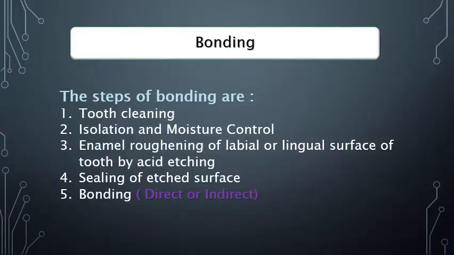Bonding techniques. Bonding. The steps of bonding are tooth cleaning, isolation and moisture control, enamel roughening of the labial or lingual surface of the tooth by acid etching, sealing of the etched surface, then bonding.